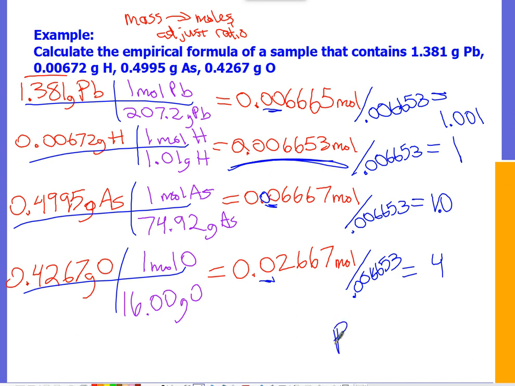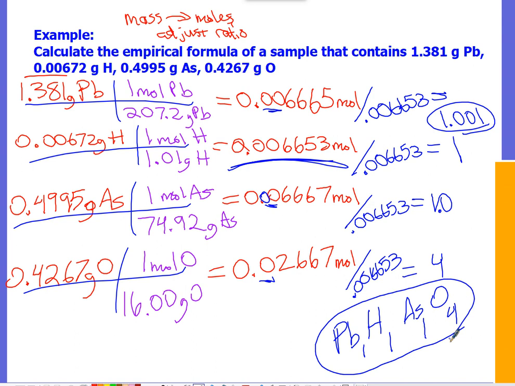So my formula is Pb 1, because that value was a 1. And then H. What's the value for H? What's the value for arsenic? 1, now that it's been corrected. And then oxygen is a 4. And can that be reduced? So that's the ratio. That's the right ratio. Okay? That's the empirical ratio. PbHAsO4, that is lead monohydrogen arsenate. Not that you needed to know the name of that, but that's what it's called.